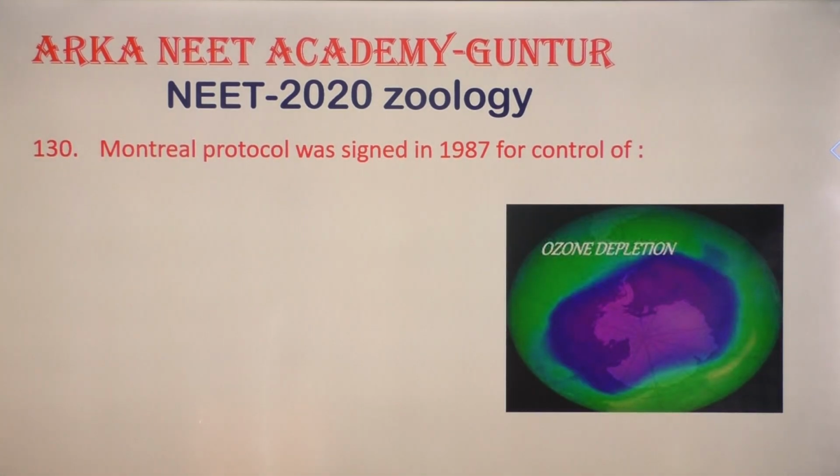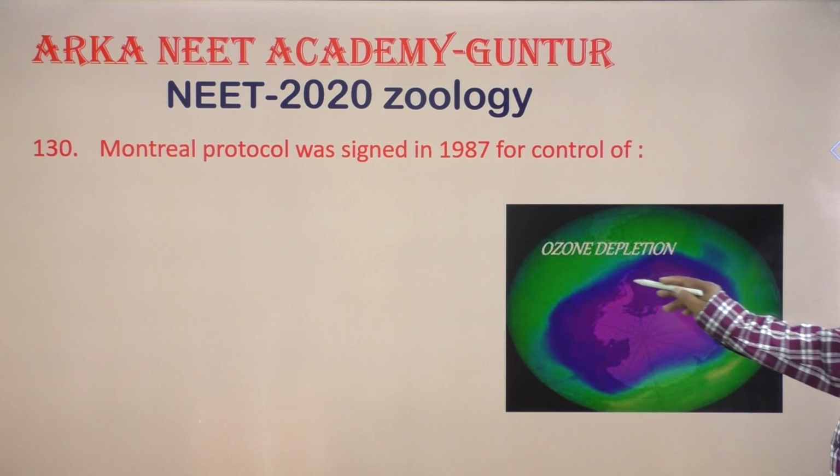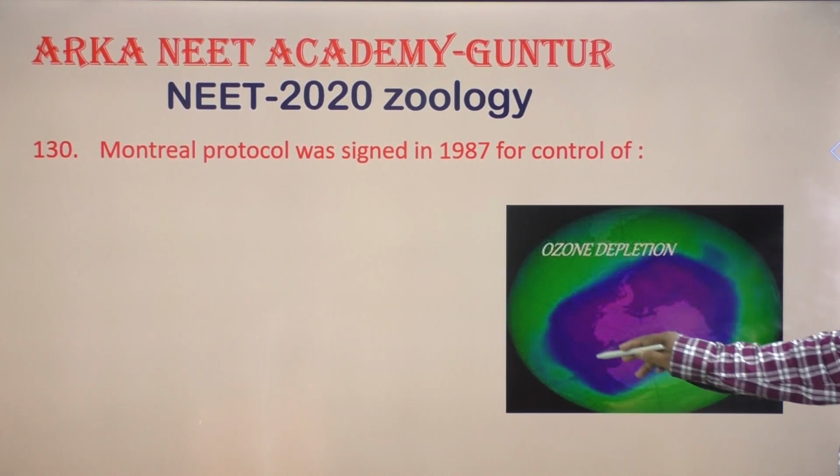Montreal Protocol was signed in the 1987 for the control of, look at this one, this is the ozone hole which is formed at the Antarctica.